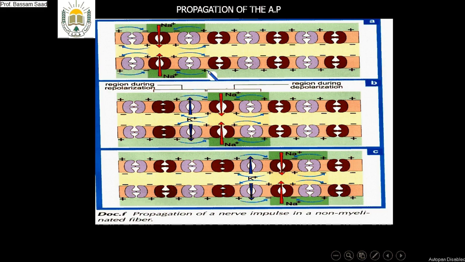Okay? Now what? Look here, the red arrow. This red arrow represents the stimulation where the permeability to Na+ ions increased and where the Na+ voltage-dependent channels are open and Na+ is entering inside. So as you see, this region represents the depolarization, minus out and plus in.